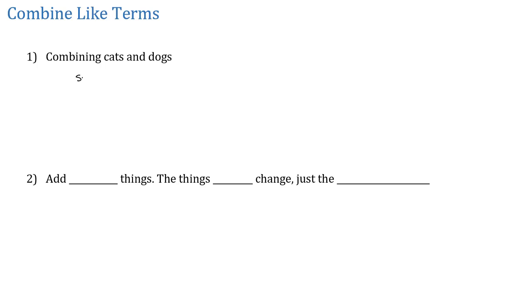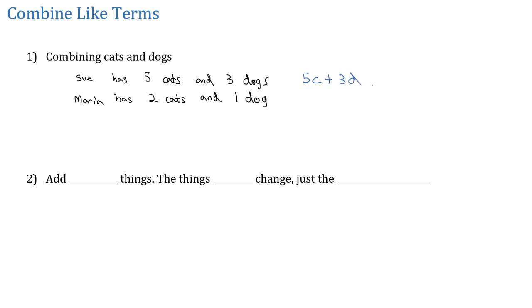Let's say Sue has 5 cats and 3 dogs. And Maria has 2 cats and 1 dog. We can represent Sue's 5 cats as 5c and her 3 dogs as 3d. So she has 5c plus 3d, 5 cats and 3 dogs. Maria then has 2 cats and 1 dog.